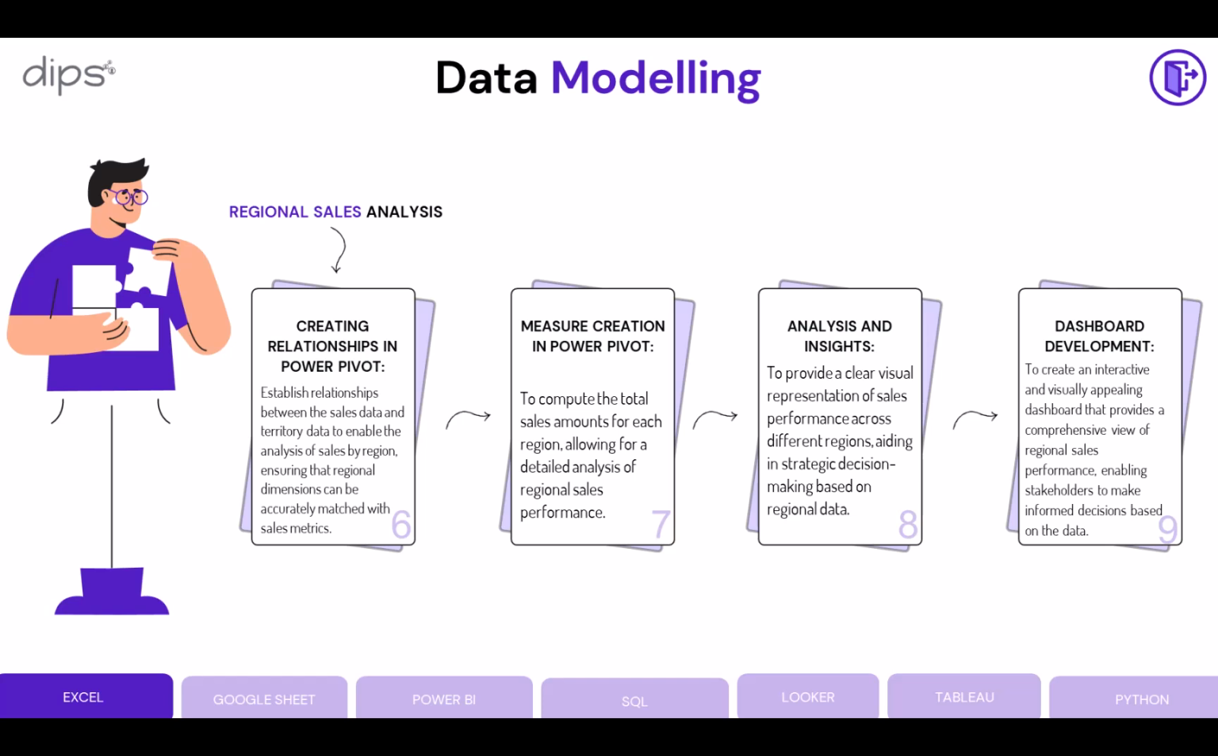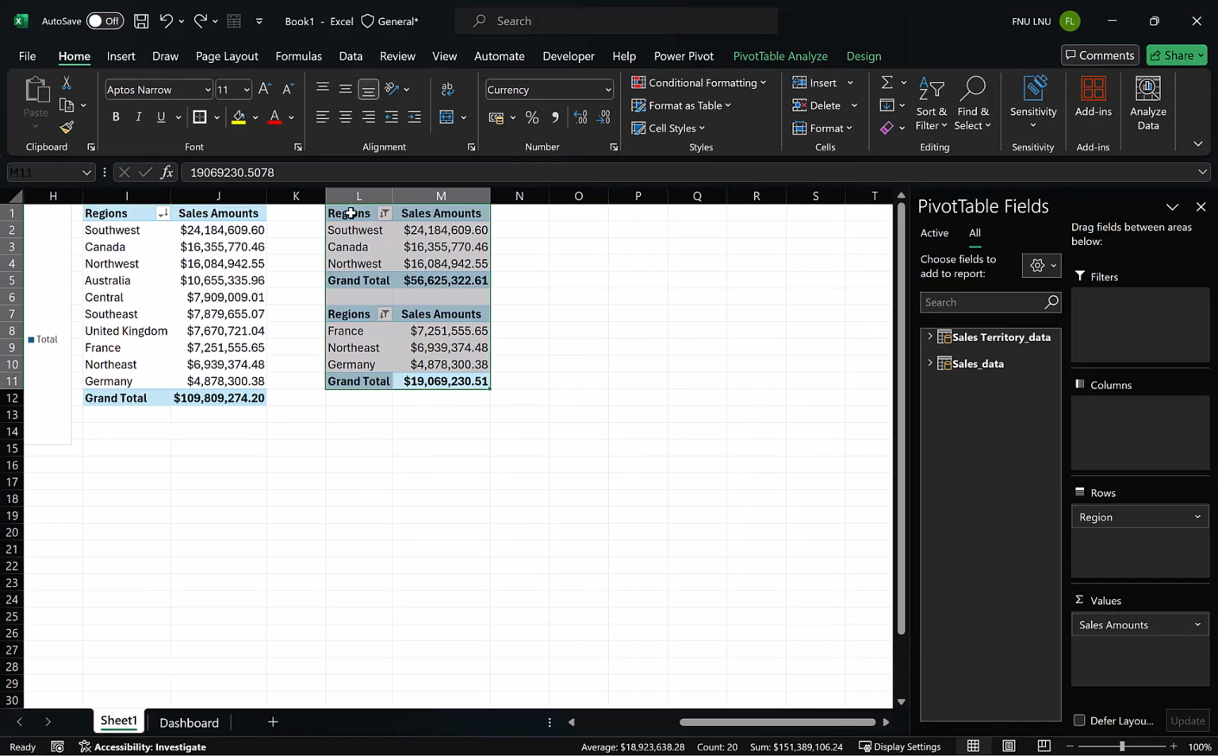Dashboard development. The purpose of this phase is to create an interactive and visually appealing dashboard that provides a comprehensive view of regional sales performance, enabling stakeholders to make informed decisions based on the data. Create the dashboard layout. We open a new worksheet in Excel for the dashboard. Sections are defined for different visualizations such as charts, tables, and key metrics.